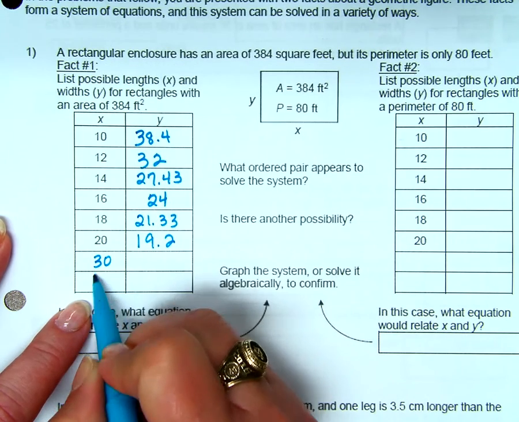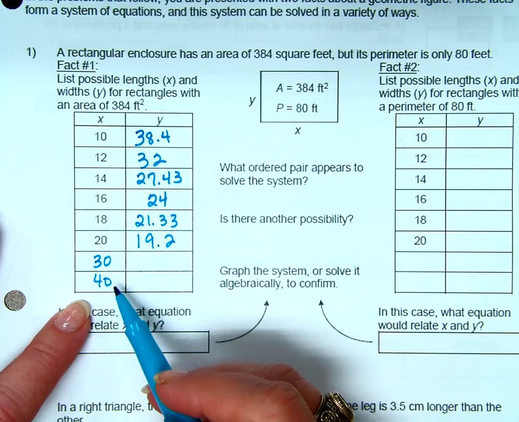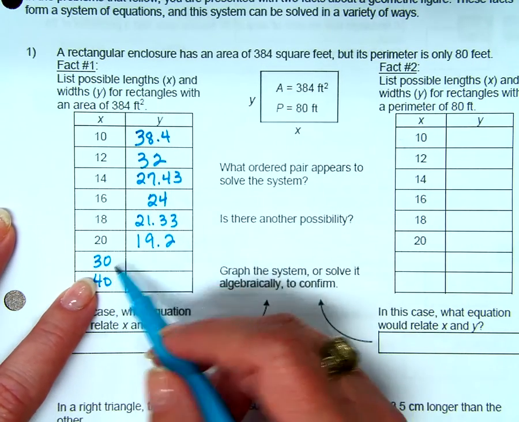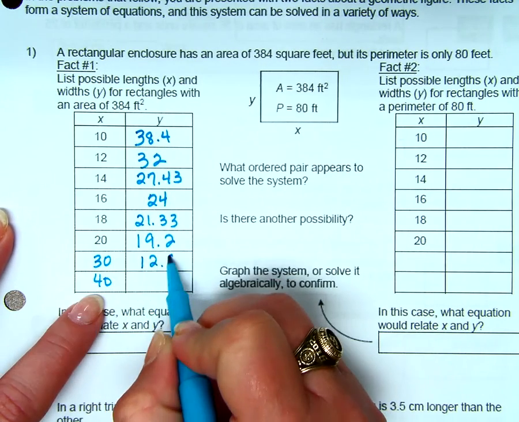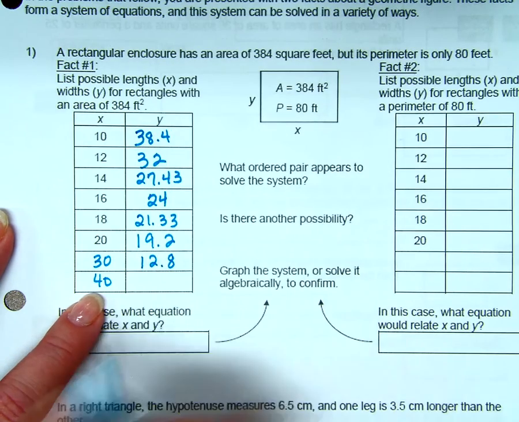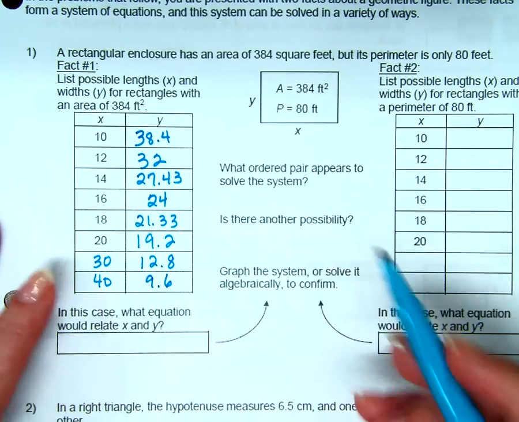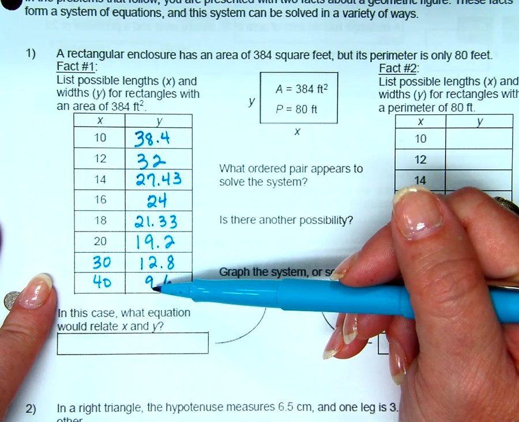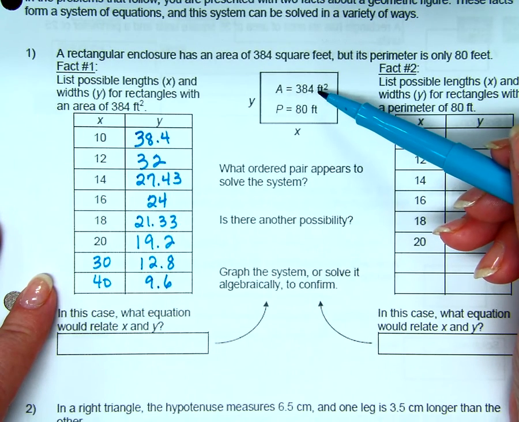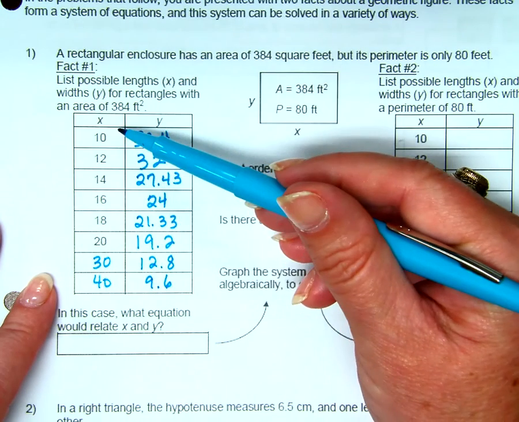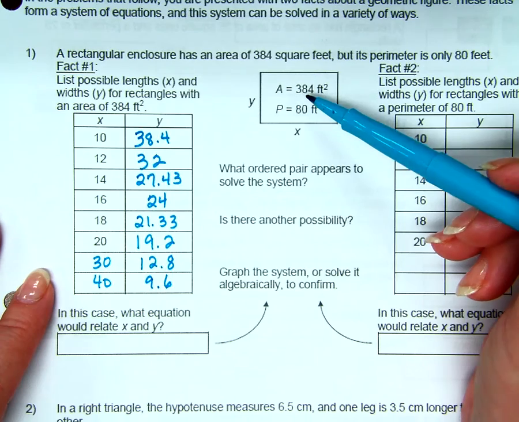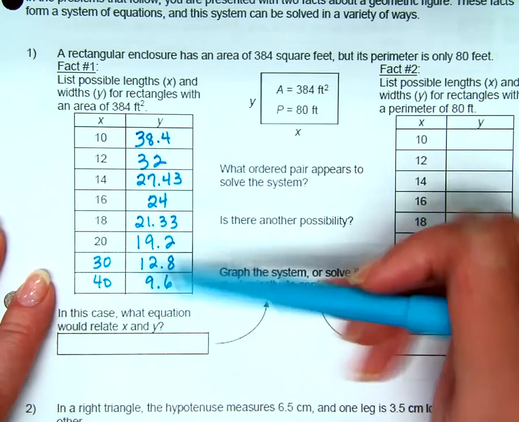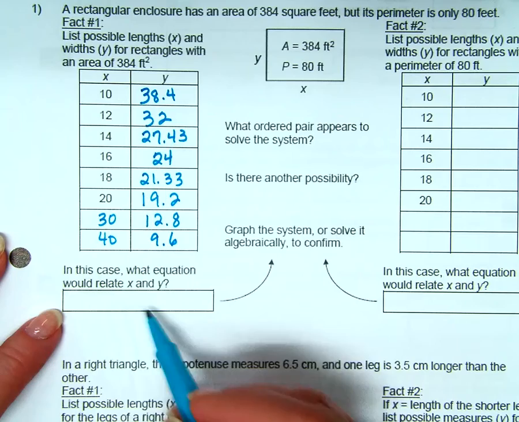30 and 40. Okay, first of all, does it matter what we put there? No, we're just getting other examples, right? So what is y if x is 30? 12.8. And what is y if x is 40? 9.6. Now, remind me again how we got our y's. We took our area, and area is length times width, and we have our length. Divide the area by the length to get the width. Very good.